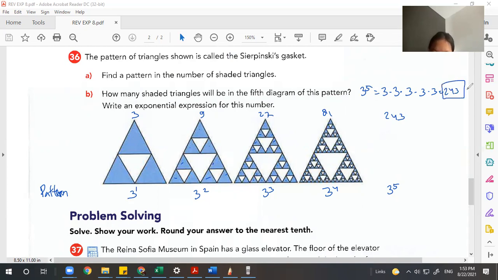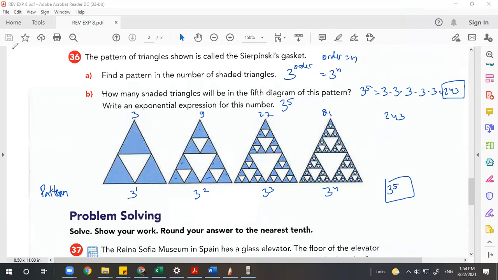Get it, Stacy? So write the exponential for this number, 3 power 5. That's all. So for B, we have 2 answers. Find a pattern in the number of the shaded triangles: 3 power n, right? So 3 power order number 1, order number 2. You can just write n as anything. What is order? Order number 1, 2, 3, and so on. You get it? So order equals n, so 3 power n. That's the easiest way.